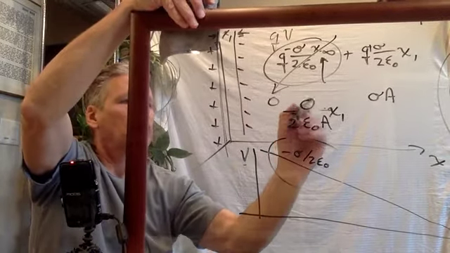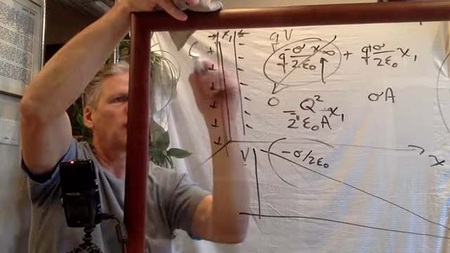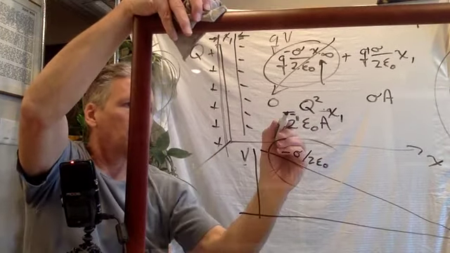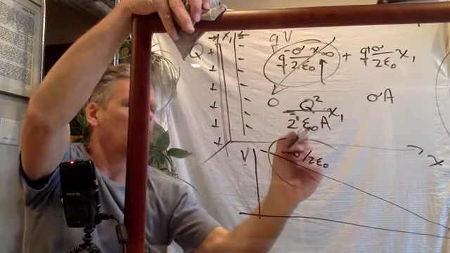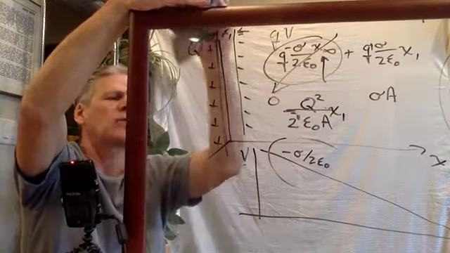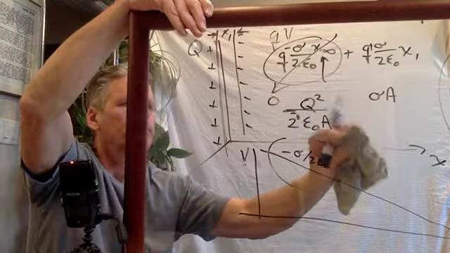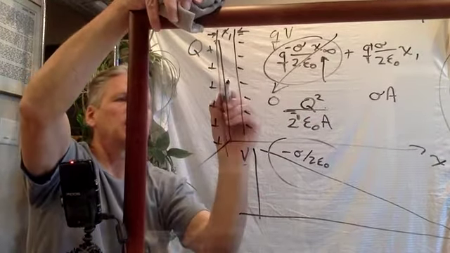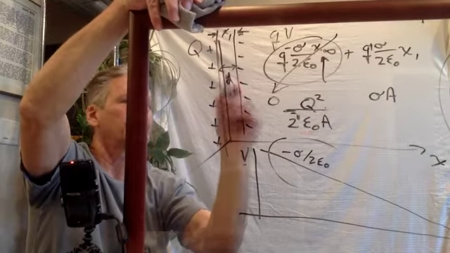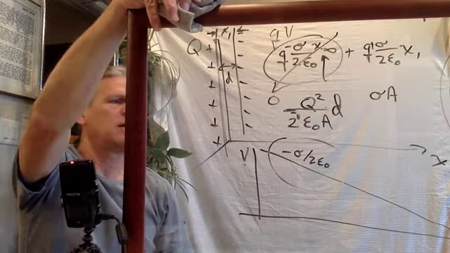Q squared. And I'm going to change this to our big Q since that's what I've been saying before for the charge on a plate. So we have Q squared over this 2 epsilon 0 A times X1. What's X1? X1 is just D, the distance between these two plates. So I'm just going to change that to D.